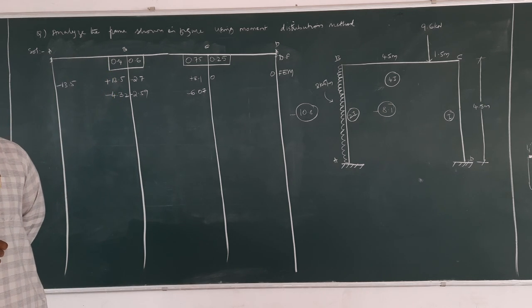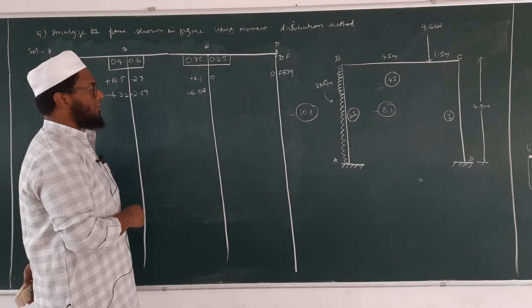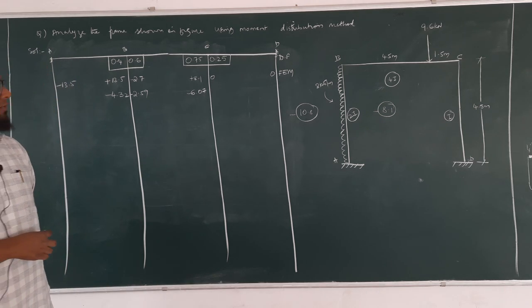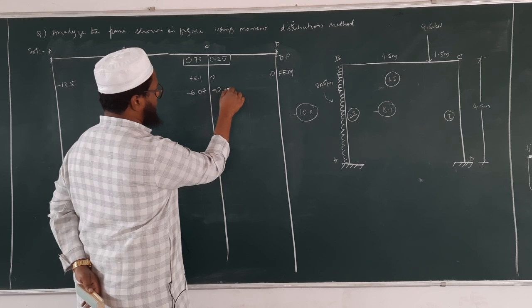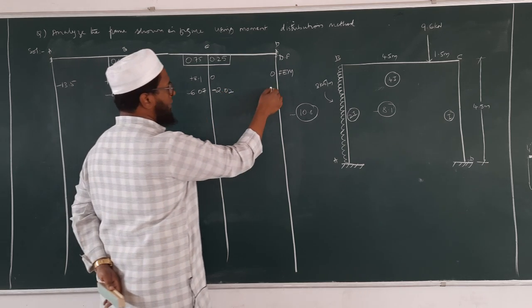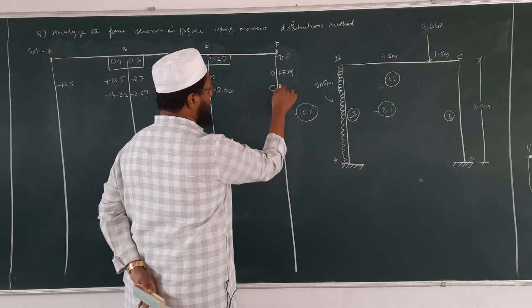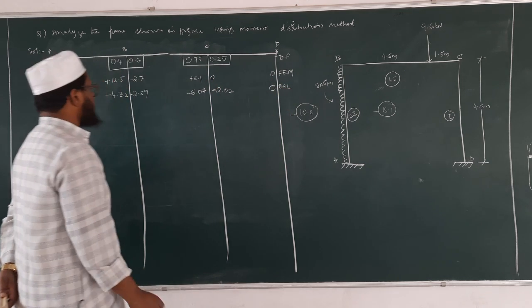Next is 0. Why 0? Then minus 2.02. What about here? No need of balancing over here. So this step is known as balancing.